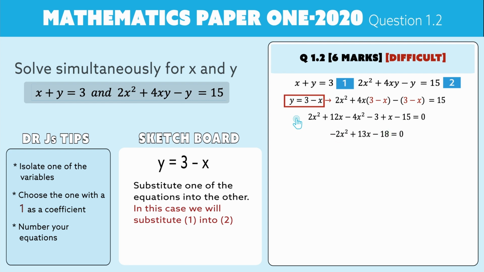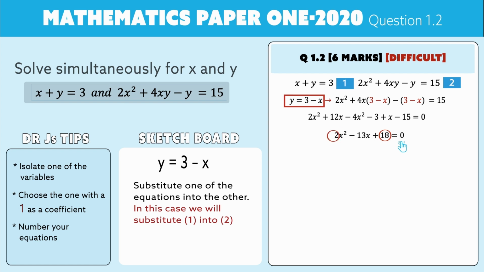Now, folks, you can see our leading term over here has a negative 2 in front of it. We do not want a negative in front of the leading term, so we change all the signs in this equation and write it as 2x squared minus 13x plus 18, which is indeed 0. And now we've got to pause a bit. We have a constant of 18 and we have a leading term of 2.